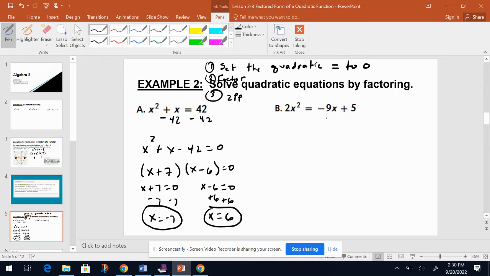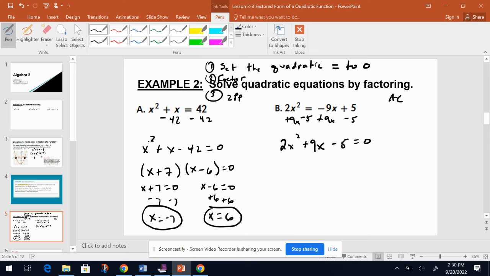Okay, so this problem right here, I'm going to add 9x, and I'm going to subtract 5 from both sides. I have to set it equal to 0. So that would give me 2x squared plus 9x minus 5 equals 0. And then I'm going to go ahead and do the AC method here. I'm going to multiply a times c.